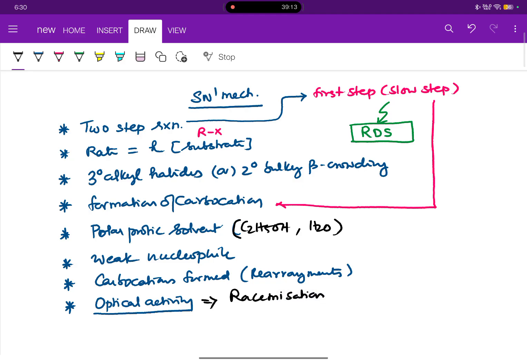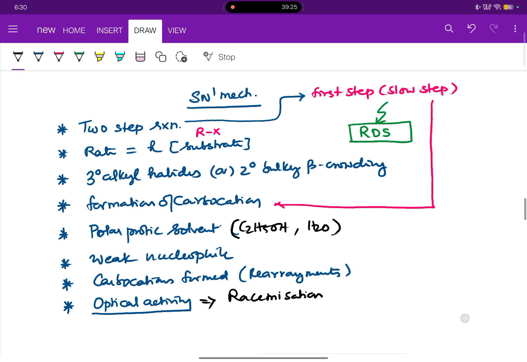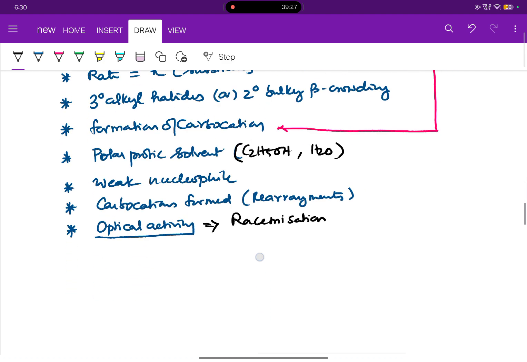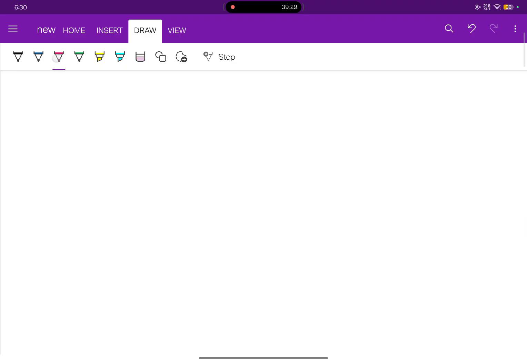Sir, what is the meaning of racemization? Later I will explain. Okay? Yes. So are the points clear to you? Yeah. Good. Now shall we go for the mechanism? So what kind of carbocation should I use in this case?